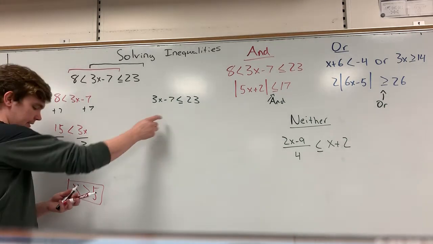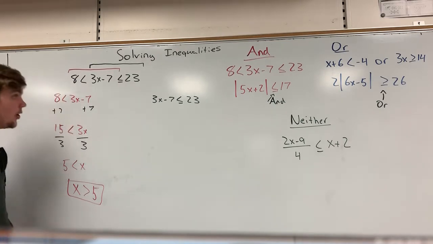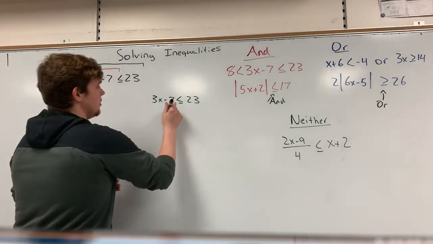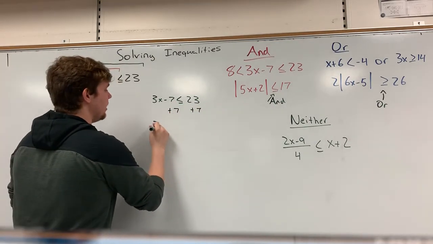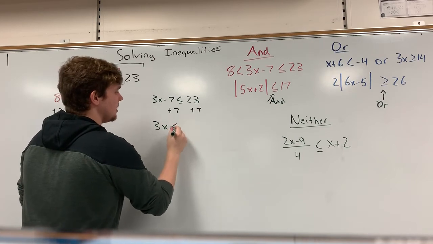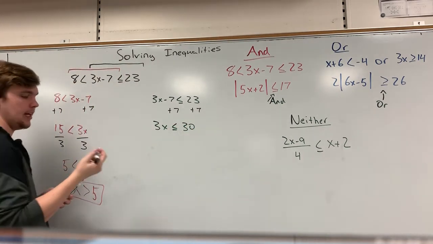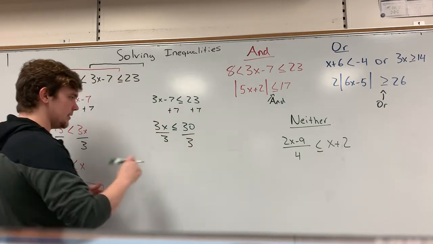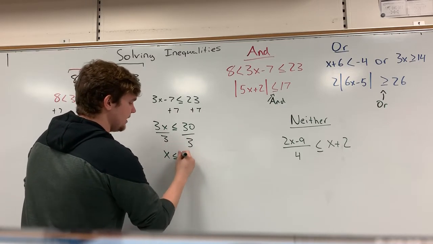Now over here, I'm going to solve this one the exact same way, just trying to get x by itself. I'm going to start by adding 7 to both sides, plus 7, plus 7. When I do that, I get 3x less than or equal to 30. Then I'm going to divide by 3 on both sides, so I get x is less than or equal to 30 divided by 3, which is 10.